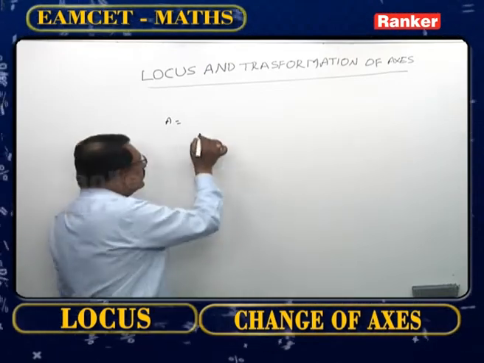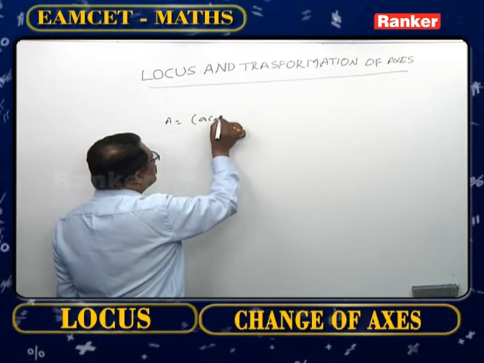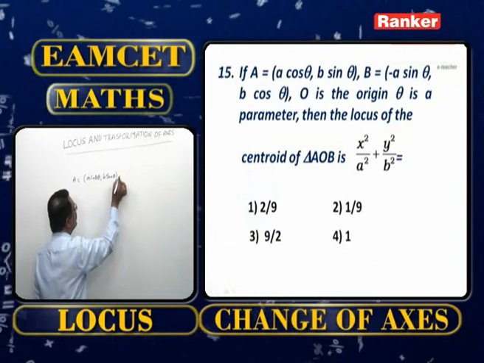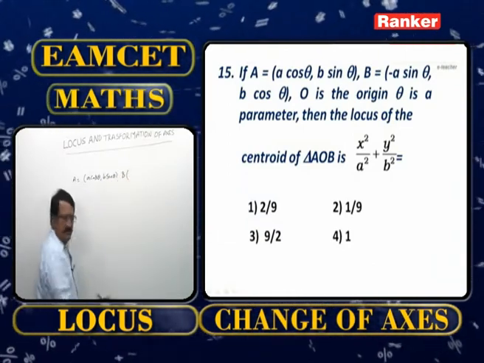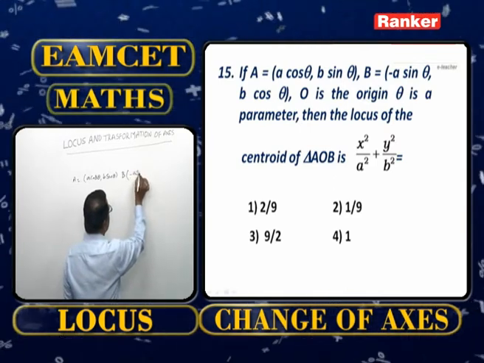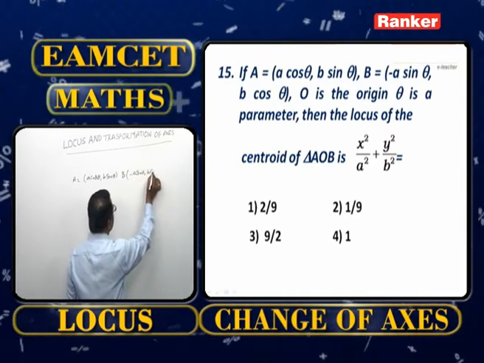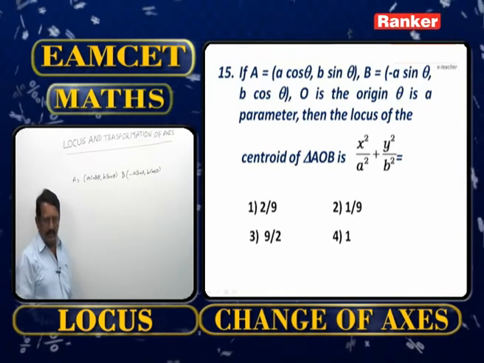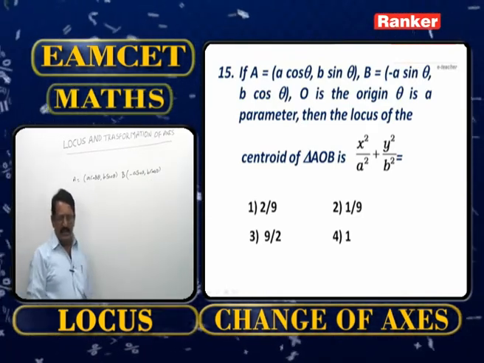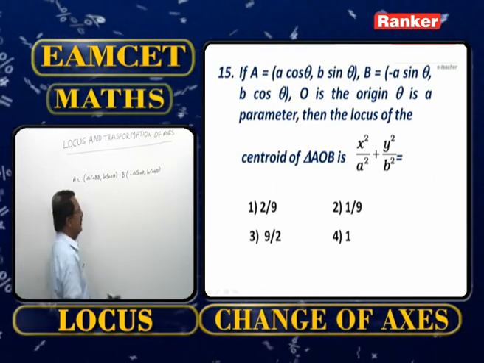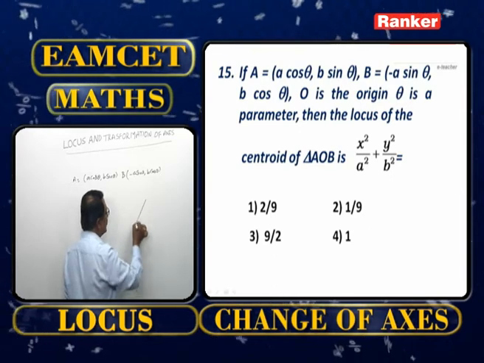A (a cos theta, b sin theta), B (minus a sin theta, b cos theta), O origin, and theta is a parameter. Then find the locus of the centroid of the triangle OAB.